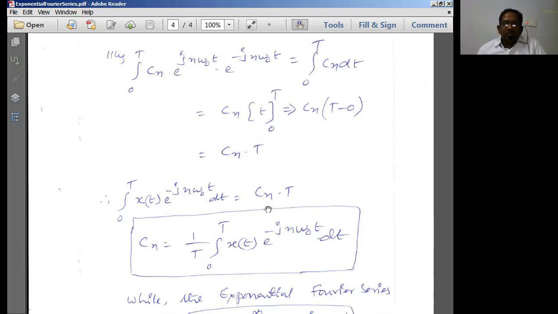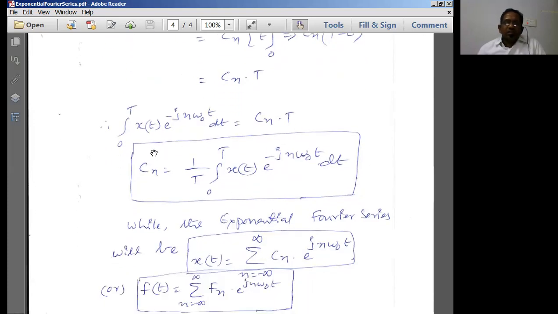Cn becomes equal to simply 1 by T, since this T will come over here. So Cn is 1 by T times the integral of x of t into e power minus j n omega naught t dt. This is nothing but the coefficient of the exponential Fourier series component. Well, the exponential Fourier series, I can write as x of t, which in terms of the exponential Fourier series is equal to the sum of Cn into e power j n omega naught t.